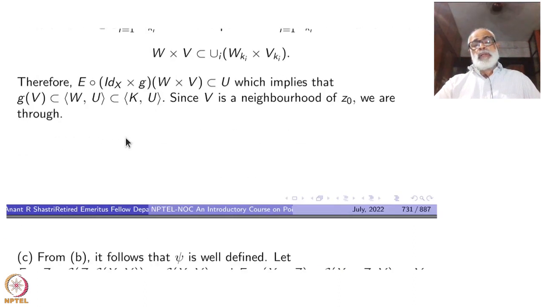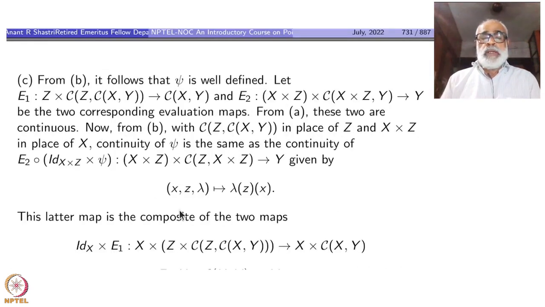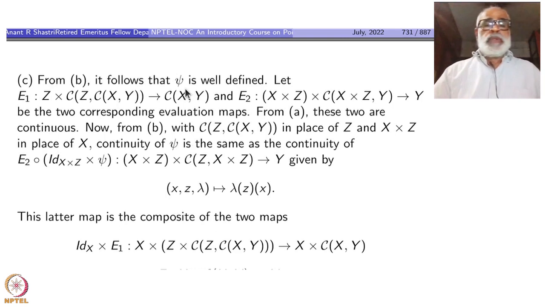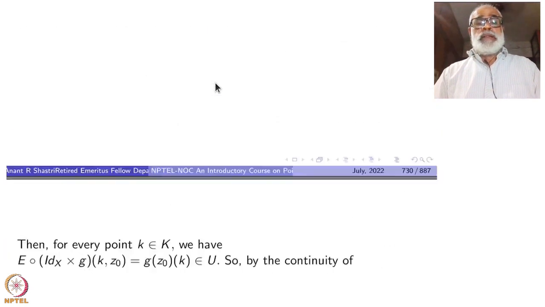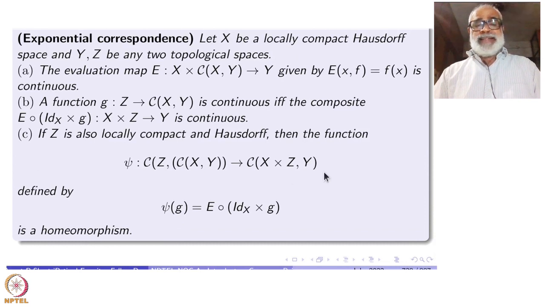Now we will do the last part, C, namely exponential psi is a homeomorphism. As pointed out before, first of all, because of B, psi is well defined. I repeat, this is what I told you right in the statement here. Because of B, this makes sense that this is a function from here to here.